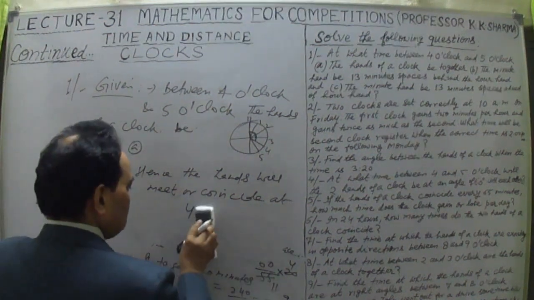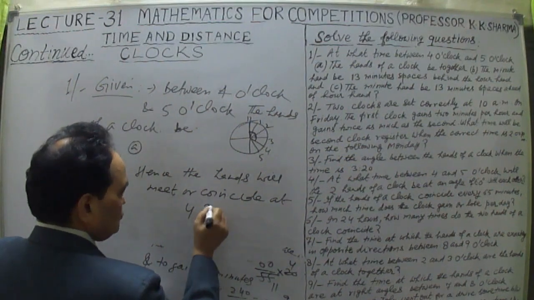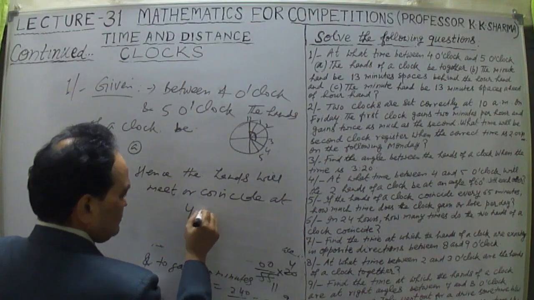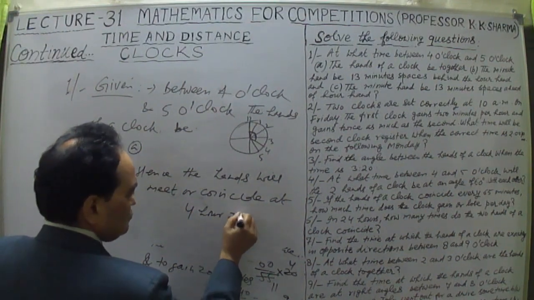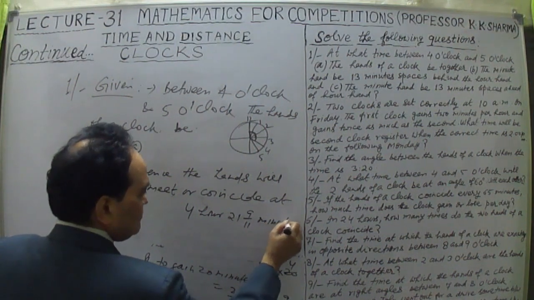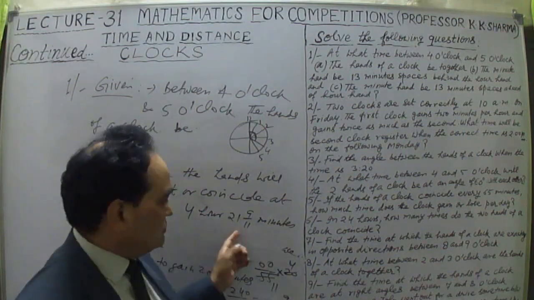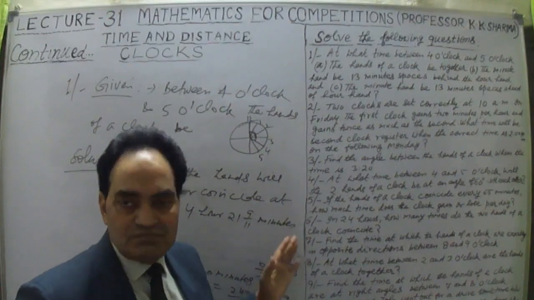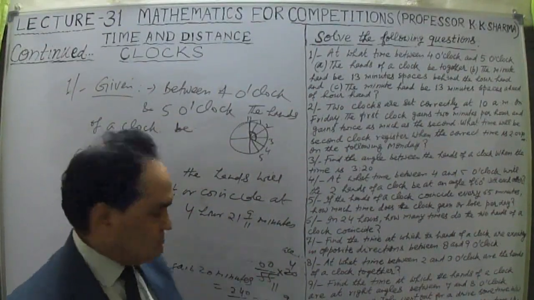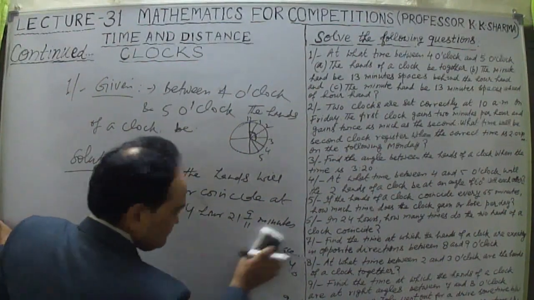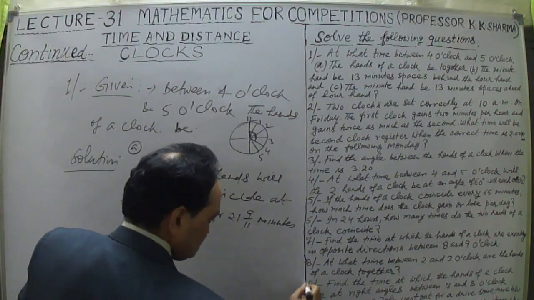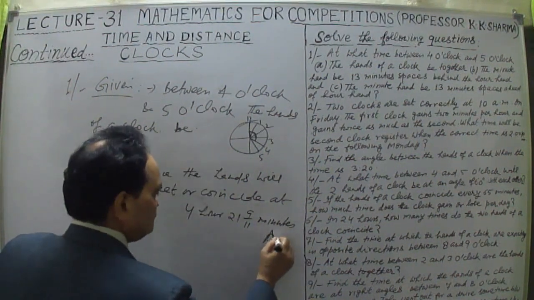Let me take 4 hours 21 and 9 upon 11 minutes time. Okay, so at this time both will coincide with each other. This is how the answer is. This is the first answer, the A part.